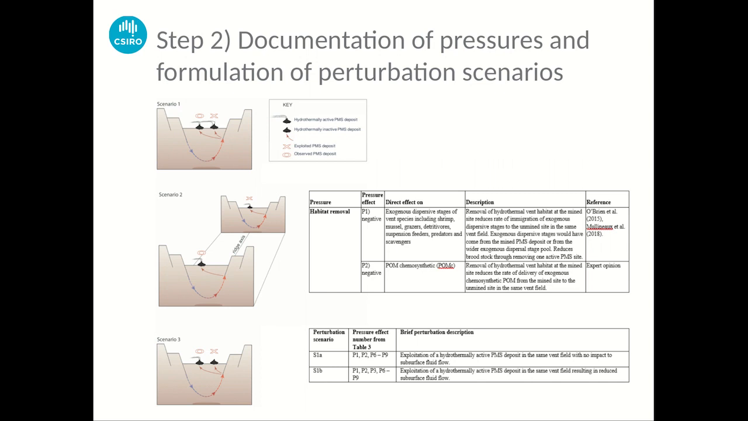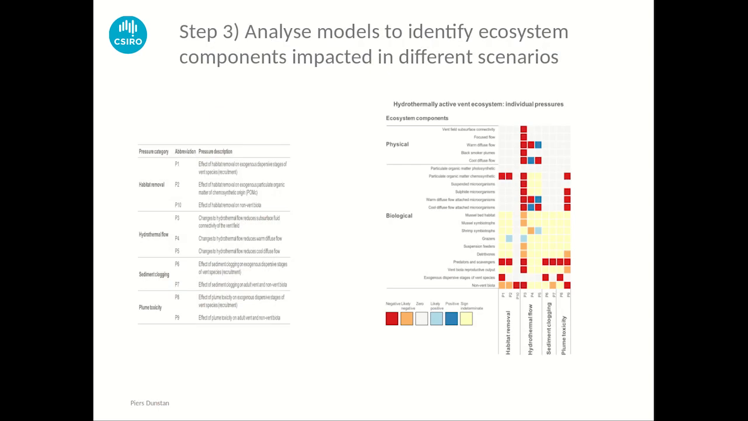What we can then do is start to explore different scenarios for combinations of pressures. So we'll identify a particular scenario where we think a number of different pressures will act at the same time on the ecosystem, which represents either an active exploration or mining operation, or interaction between two different sorts of sectors that may actually occur in particular locations.